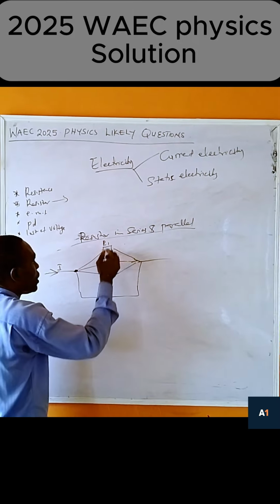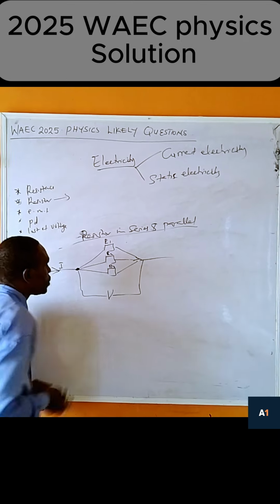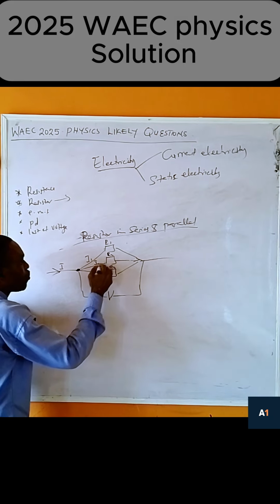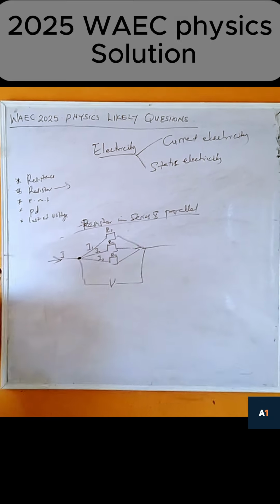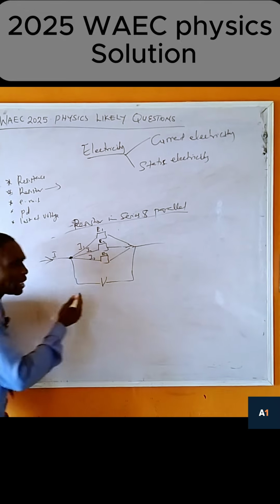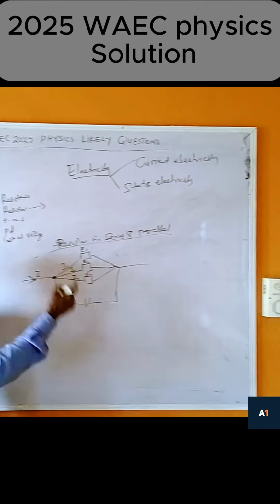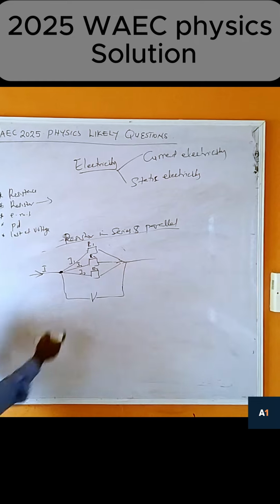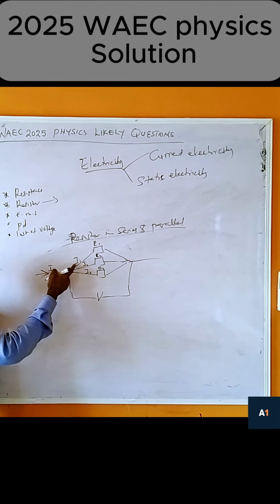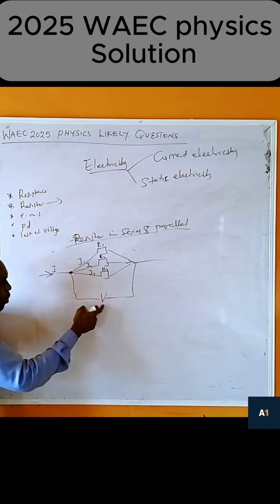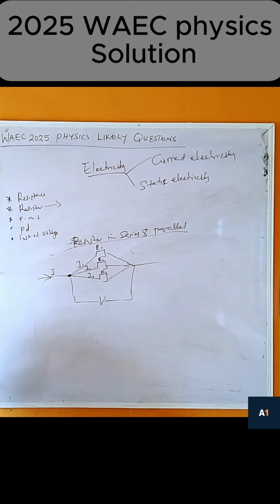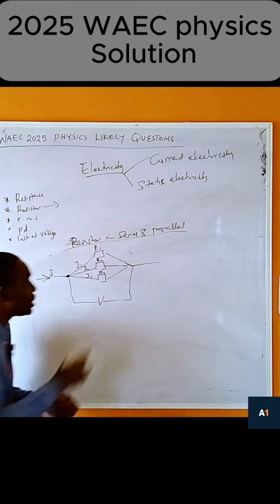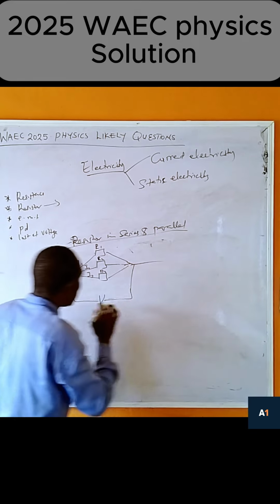Let's call this one R1, R2, then R3. So now they have different currents. The current will divide here: current 1, current 2, current 3. Now, if you look at this one very well, the same voltage passes through. The same voltage, unlike the first one, which had different voltages but the same current. But here, the current has been divided into 3, but they have the same voltage. So what is different here is the current.